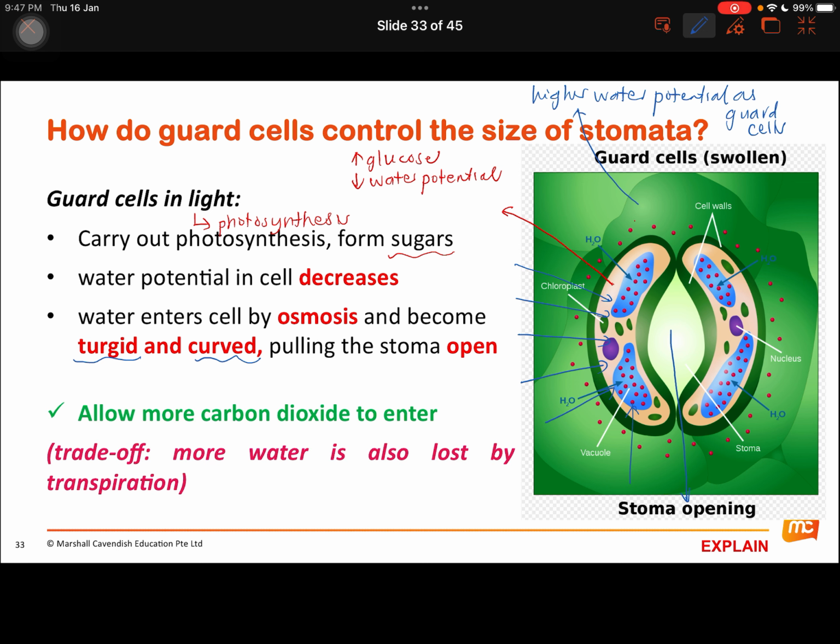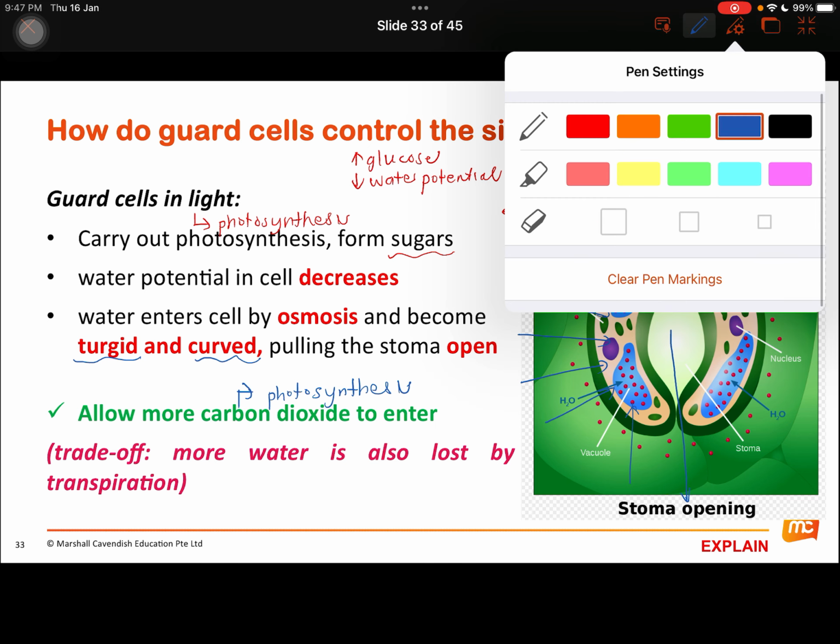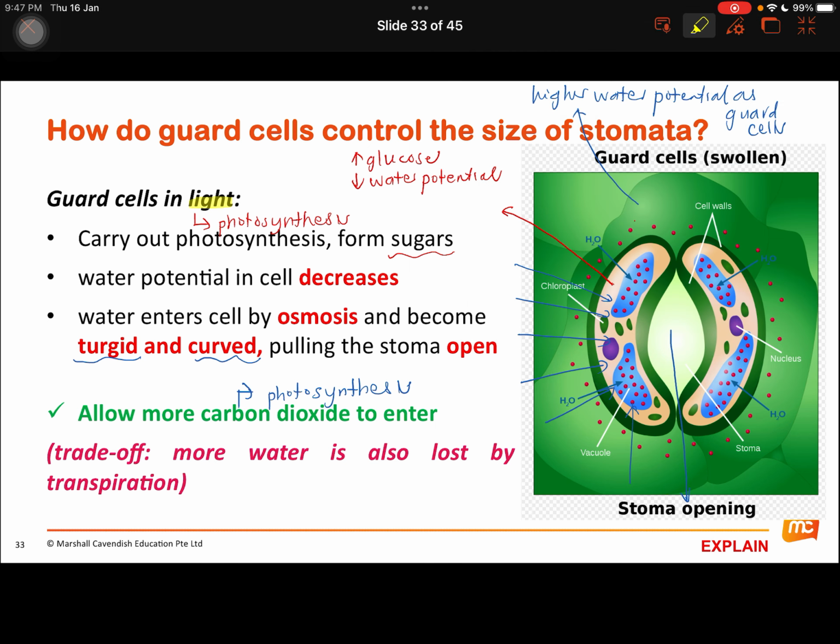This will allow more carbon dioxide to enter the plant for photosynthesis in the day, as the condition is perfect because there is light, there's carbon dioxide entering, and water being taken from the roots. But as a trade-off, more water vapor is lost through the stoma, and we'll cover more about that when we are talking about transpiration.